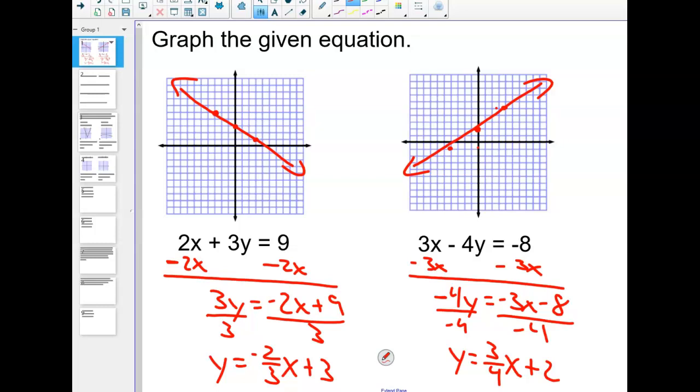Over here, 1, 2, 3, 1, 2, 3, 4, 5. Negative 3, 5 should make this work. 2 times negative 3 is negative 6. 3 times 5 is 15. Negative 6 and 15 does equal 9. Okay.